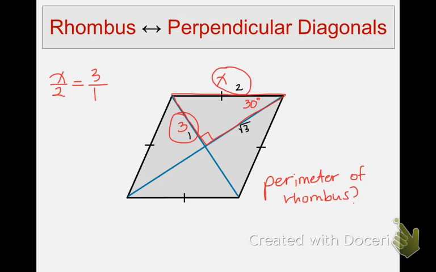Okay, so in this case, if I want to solve for x, what do I do? If I want to get x alone, multiply by 2 on both sides, right? If I multiply by 2 on this side, my 2's are going to cancel, and then I'll multiply by 2 on this side, and I get that x equals 6.